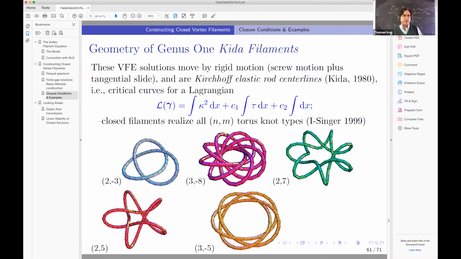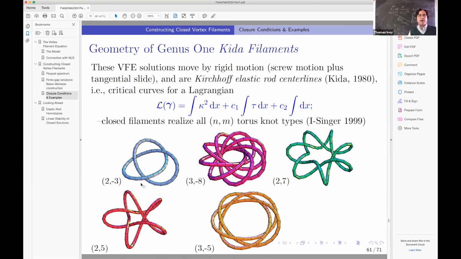So here's just a few of them drawn with Mathematica. And I should mention that my notation maybe needs a little bit of explanation here. When I write a pair of integers, the first one's always going to be positive, and the second one could be negative or positive. When I'm using that to describe a torus knot type, the first integer is how many times it goes around the torus the long way. So this is a 2, 3, or goes around twice.